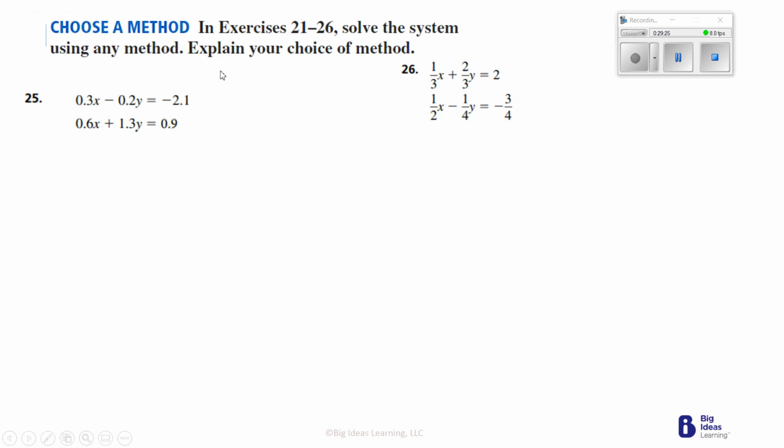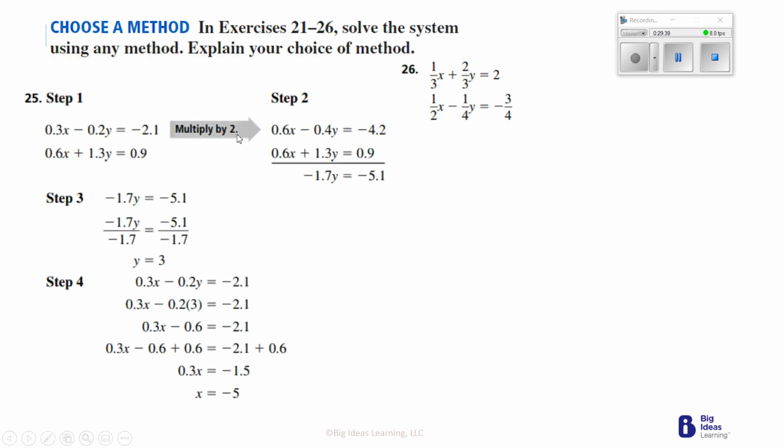25 says solve it, explain your choice. I went ahead and I would have used elimination here. I would have multiplied this whole top one by -2, which would have made this a -6x, right? And let's see what they did. Yep, they multiplied it by 2, and then they were able to get rid of this. I think I would have multiplied it by -2, and that way everything would have already been the opposite.